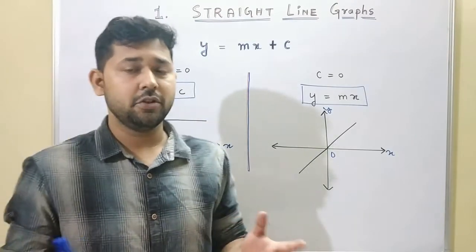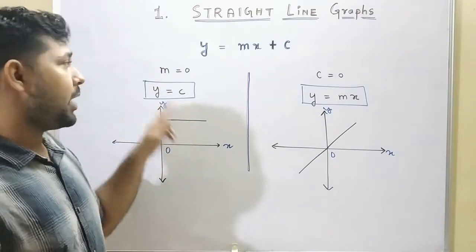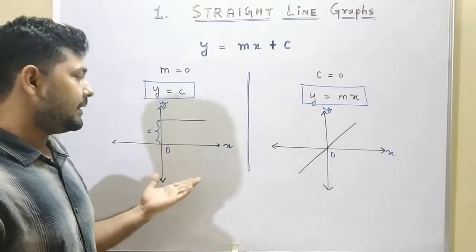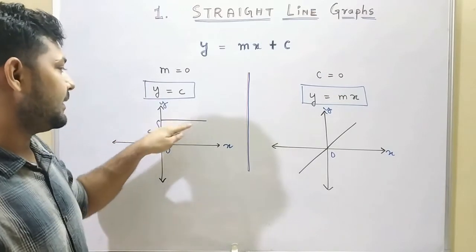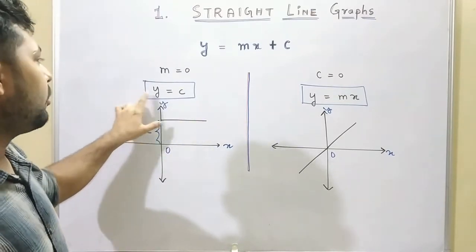Two more equations we can also see. So we have two graphs. Suppose the slope is equal to 0, you will get the equation y equals c, and in this graph you can see there is no slope. So the line would be like this. The line is parallel to the x-axis, and this value would be c, y equals c.